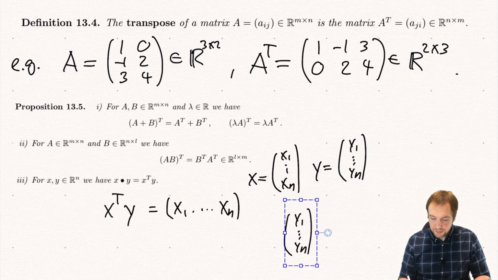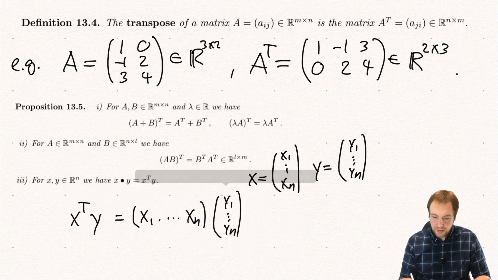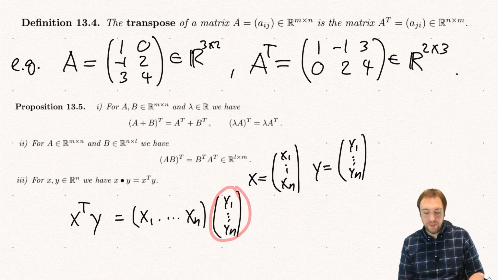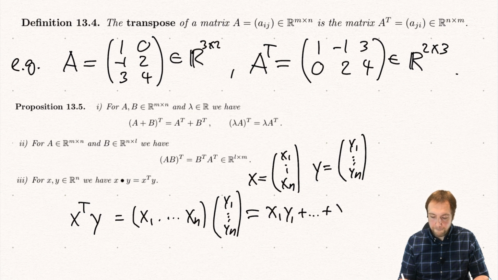then I get this here. And how do I multiply this vector with this matrix? Well, I just need to multiply y1 with x1, y2 with x2, and so on. So this here is exactly this.